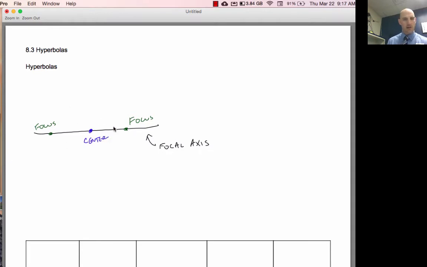And what does the hyperbola actually look like? Well, it looks like this. It's kind of like two sideways parabolas, right? So a hyperbola could go this way, or it could be up and down, like this. So it can be vertical or horizontal.